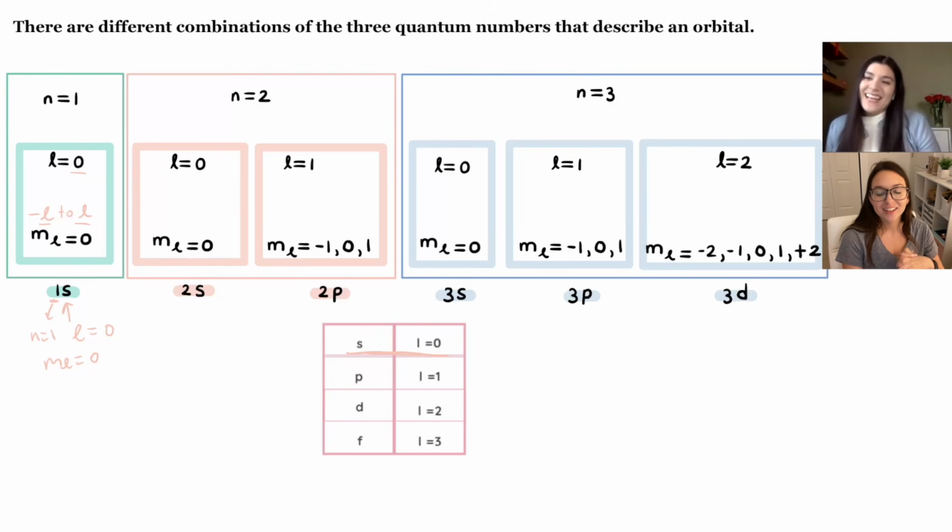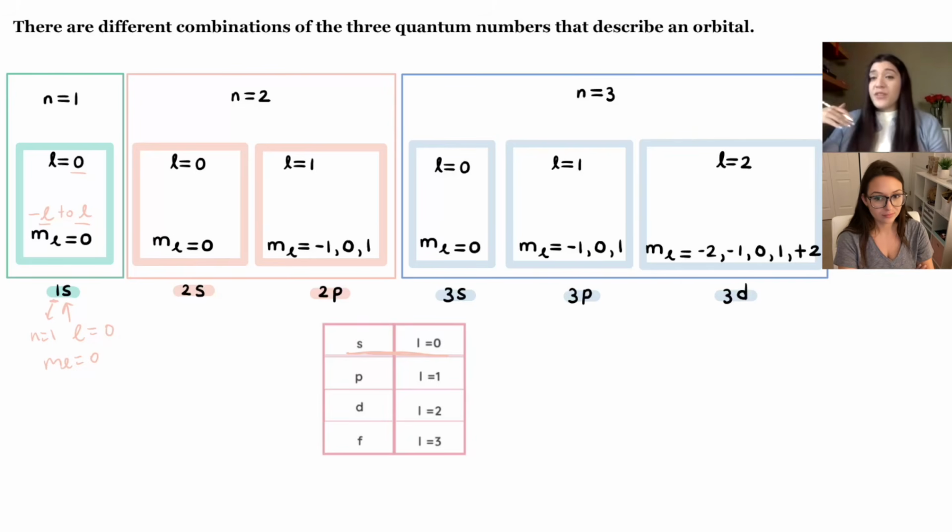Exactly. They might ask it in a question and they won't say, what's M sub L? They might say, what's the orbital orientation? And if you don't know that, then that doesn't help. Okay, got it. And then same goes for the next part.